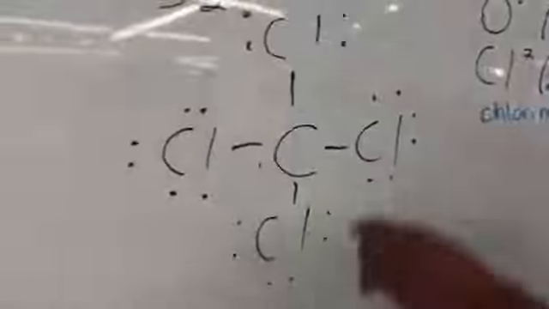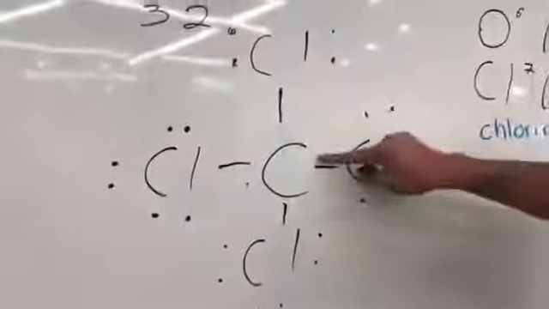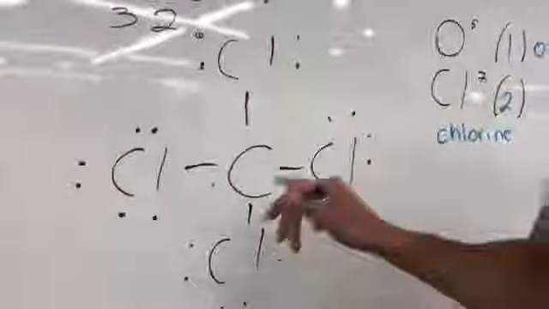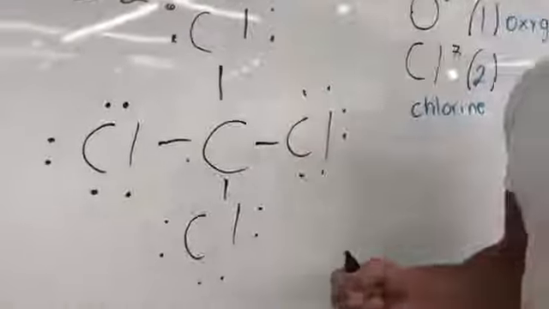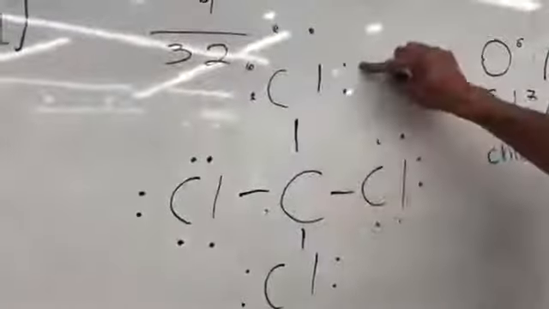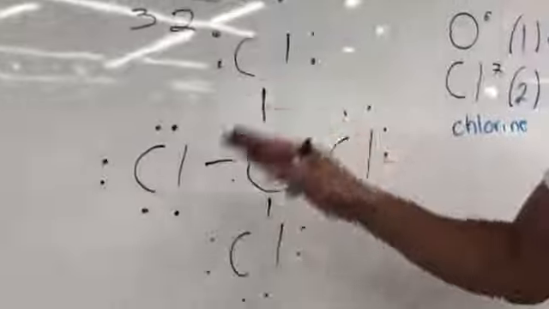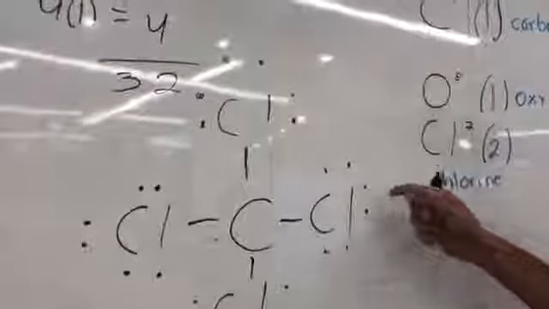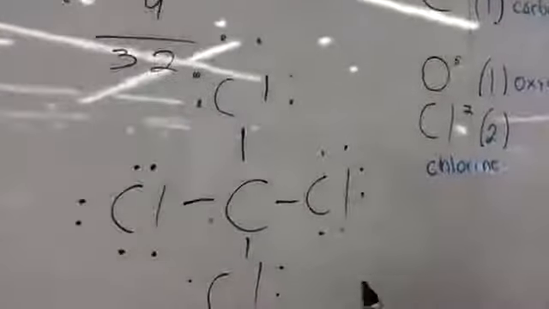So in this case, carbon has 1, 2, 3, 4, 5, 6, 7, 8. Carbon already formed its octet. Now, chlorine. We have 1, 2, 3, 4, 5, 6, 7, 8. So in this case, we have all the elements forming the octets.